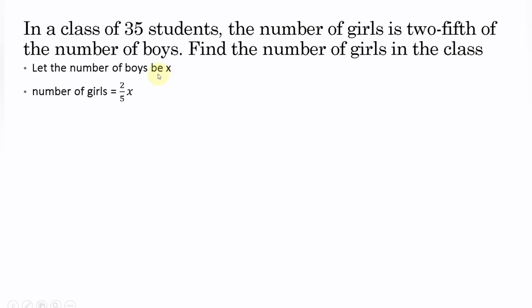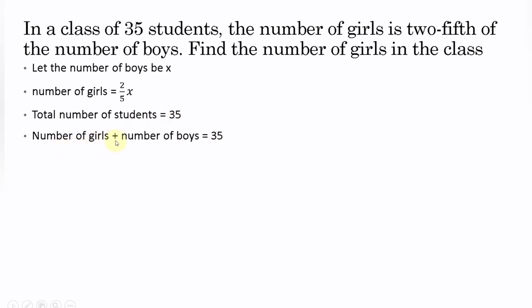Now we know that adding girls and boys will give you the total number of students. So total number of students is 35. So number of girls plus number of boys is 35. Now number of girls is 2/5x and number of boys is x. So from here I can write the equation 2/5x plus x equals 35. Now I can take the LCM. LCM is 5. Here I will get 2x plus 5x equals 35 into 5, so 7x by 5 equals 35.